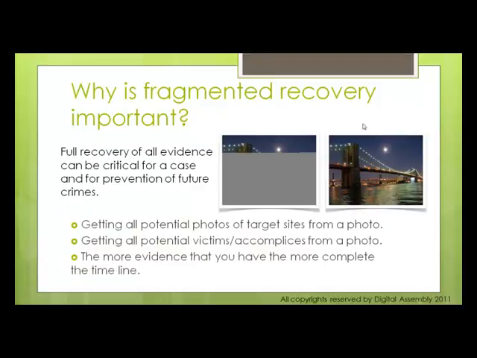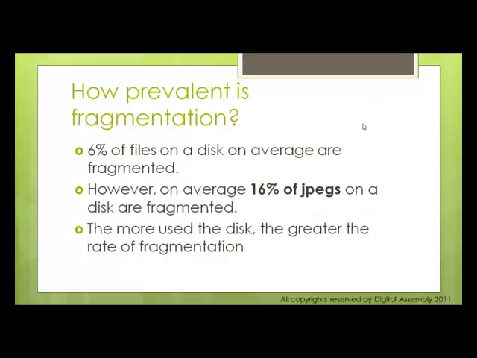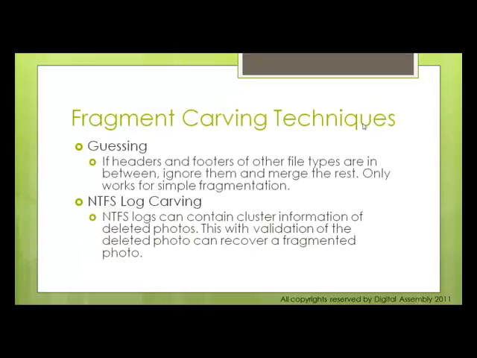It really could be important to get all of the photo in there, and so we need to find a way to do that. And Digital Assembly has spent a lot of time and money to figure out how to do that. They say that for starters about 6% of the files on a disk are fragmented, but an even larger proportion of JPEGs are fragmented. And the more the disk is used, the greater the rate of fragmentation. So we need to find a little bit better way of doing it.